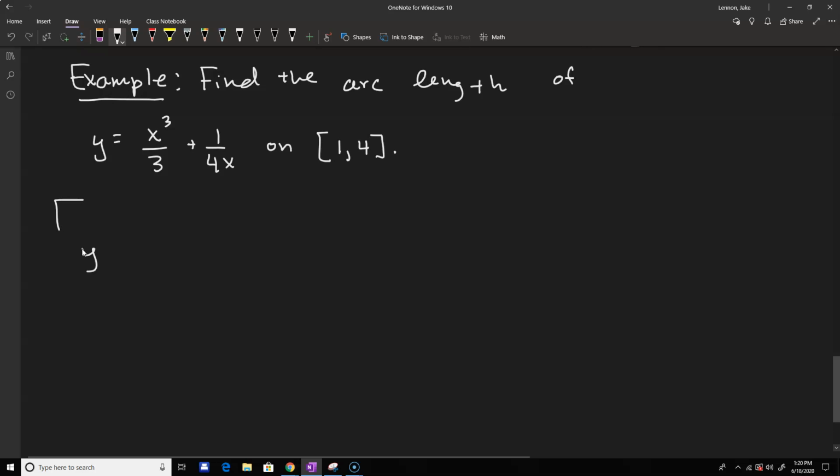So we need to start here by finding y prime, which is just going to be x squared, and then 1 over 4x, remember that's like x to the negative 1, so it's going to be minus 1 over 4x squared now. Subtract 1 from the exponent, you get negative 2 there. So that's our derivative. So our arc length is found by integrating from 1 to 4 and plugging that into the square root of 1 plus this derivative that we just found, quantity squared.